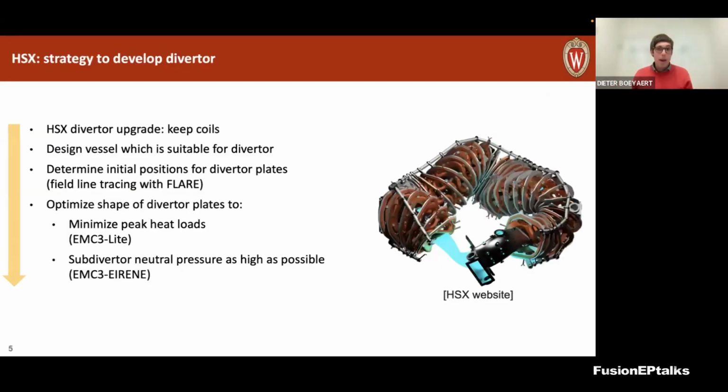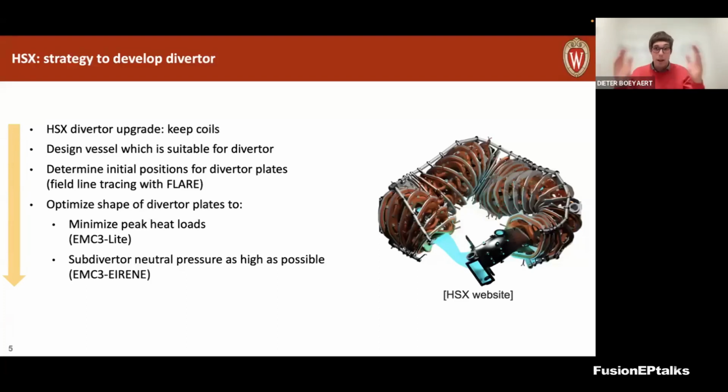Now, the first problem that we have with the current vessel of HSX is that in this vessel, there is no place to put a divertor. The confined region inside our last closed flux surface is coming so close to the vessel wall that there is no space in between where we can develop a divertor structure. And therefore we decided that for this project, in which we are looking at this HSX divertor upgrade, we only keep the coils of HSX. And for the rest, we start again from scratch. So our first task will be: how can we design a vessel which is suitable for a divertor, in which there is enough space that we can put some divertor plates.